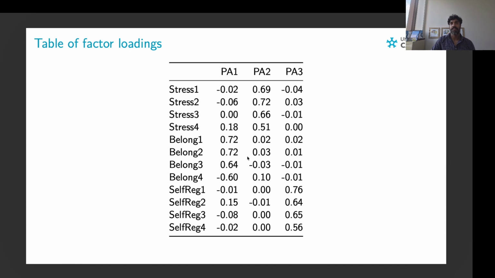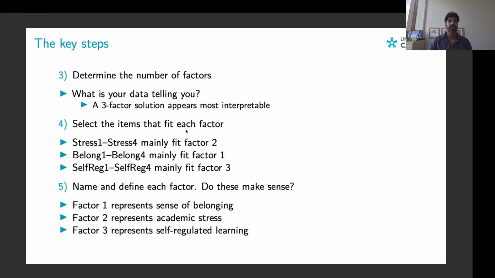Now the question is, what do each of these items mean? Can we make an interpretable factor structure for each of these factors? What does factor 2 mean in light of these items, and do they make sense? Do they actually cluster together? Can we identify what that construct is? So determine number of factors. What is your data telling you? A 3-factor solution appears most interpretable.